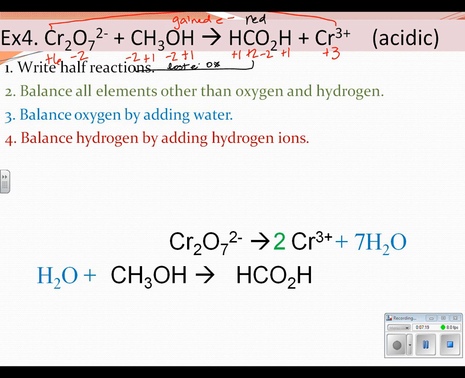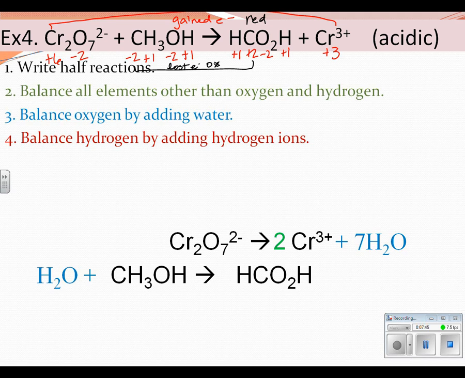Then we have to balance the hydrogens. We do that by just adding hydrogen ions. Especially since this is in an acidic solution, it says acidic next to it, that's going to be that we use hydrogen ions. If it says basic, we'll end up using hydroxide. But for the most part, we're going to choose hydrogen ions for now. When we have to use hydroxide ions, I'll show you in a minute.